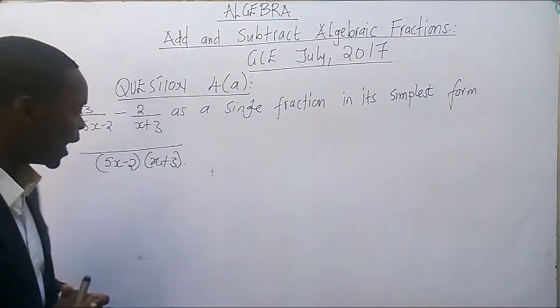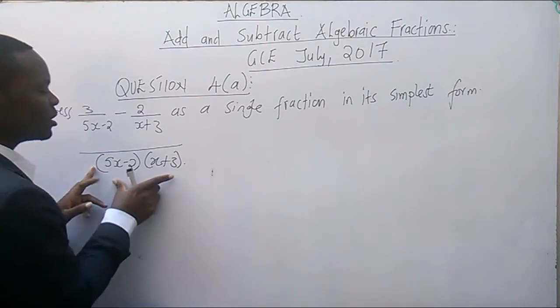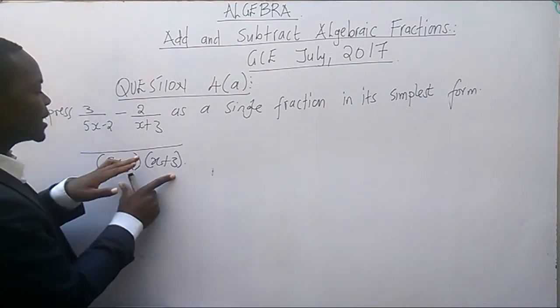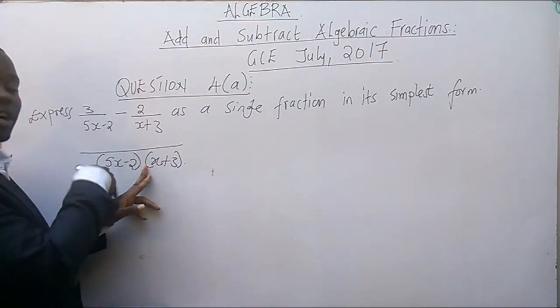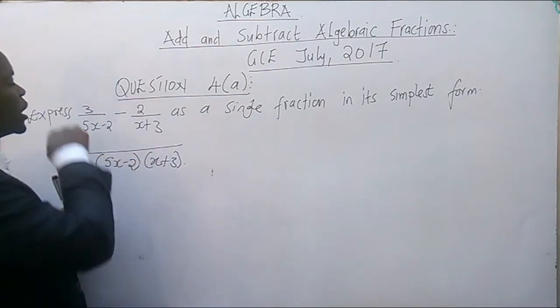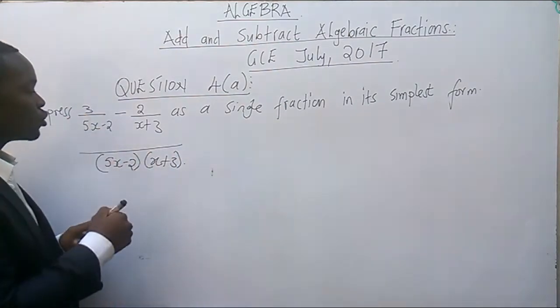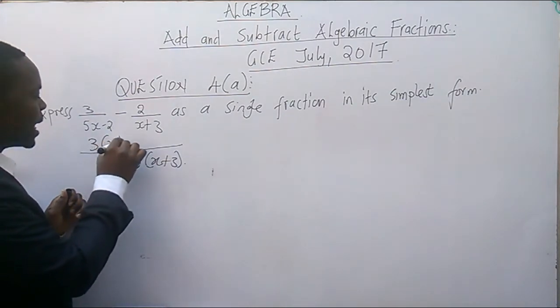Thereafter we divide now. So 5x minus 2 into this, which is our lowest common multiple, the answer will be x plus 3, because 5x minus 2 and 5x minus 2 will cancel out. So we're going to remain with the x plus 3. And this we're going to multiply with what? Our numerator, which is 3. So I'm going to show it to you as 3 times x plus 3.